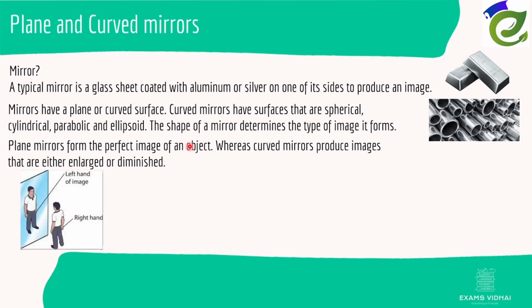So with the plane mirror, you can see here a man is standing on one side of the mirror and is looking at his image in the mirror. He's looking exactly the same. So the plane mirror has the ability of producing an image which is the same as the object. The object here is the person.